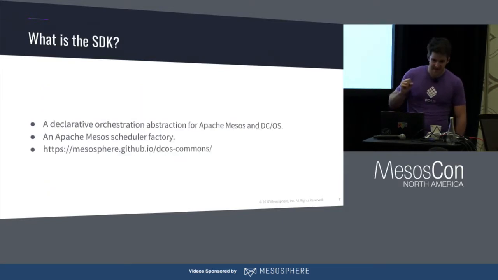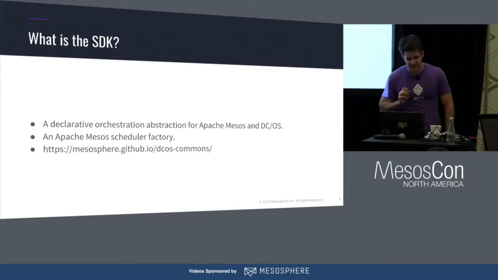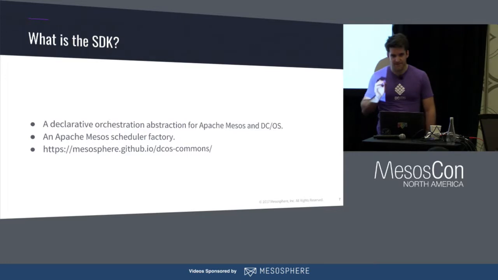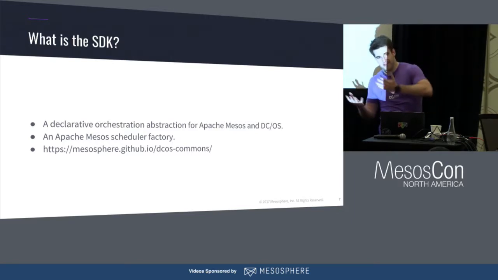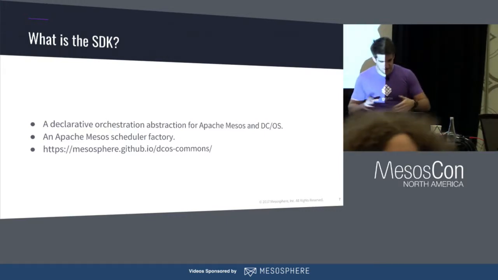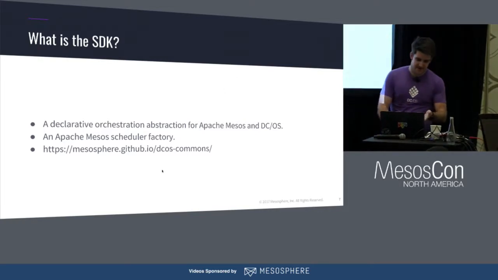So what is the SDK? It is a declarative orchestration abstraction for Apache Mesos and DCOS. Fundamentally, it is an Apache Mesos scheduler factory. You give it some input in the form of YAML or a bit of Java, and on the other side you basically get a jar. That jar knows how to deploy your service very well. In terms of where it lives, if you want to look at the docs, which is probably the best entry point, there's a link at the bit.ly link, the first stateful one, in that gist.